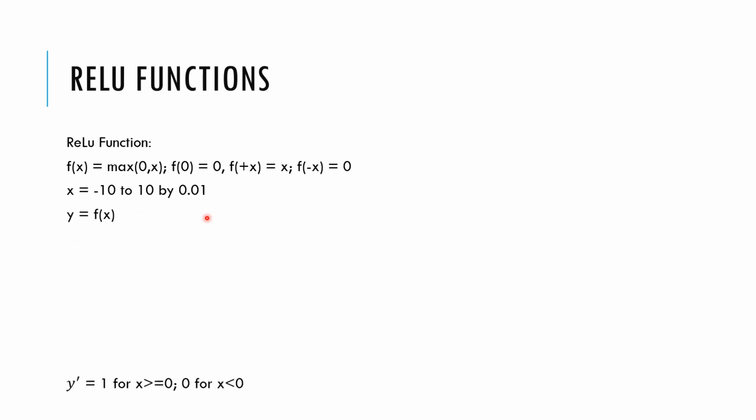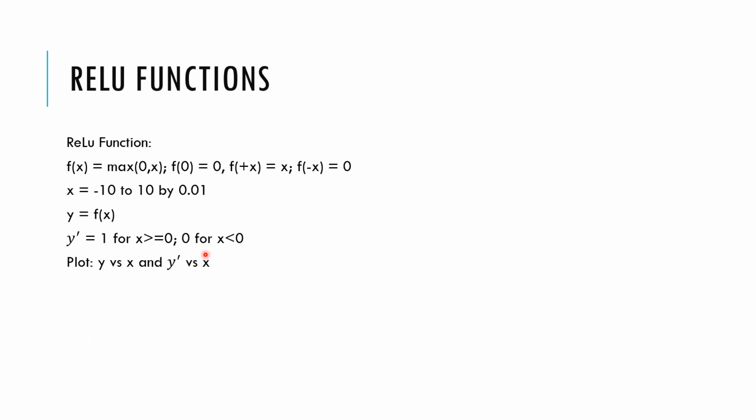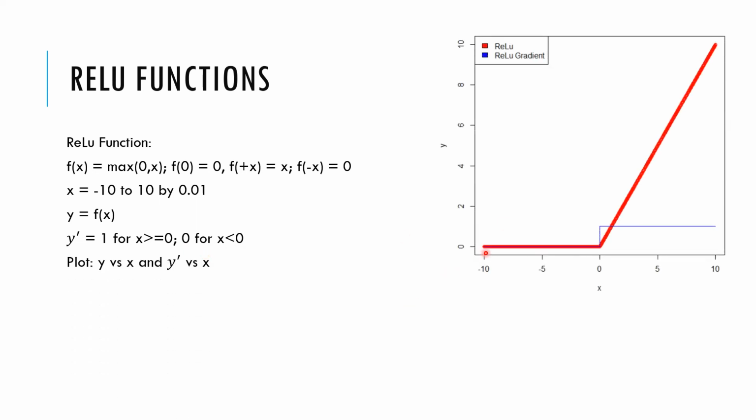Again, looking at the same example which we saw on the previous slide. Here the derivative is defined as 1 for all the values of x greater than or equal to 0. For all the values less than 0, it is 0. This is how it is defined. So let's plot and see what happens. This is the ReLU function, this is plotted, and this is the derivative. You see it is 0 for all the values less than 0, and it suddenly becomes 1 for any value greater than or equal to 0. So this is what we are getting here.